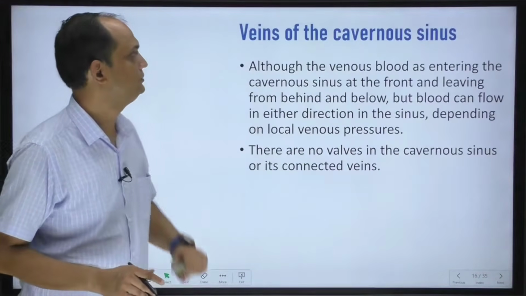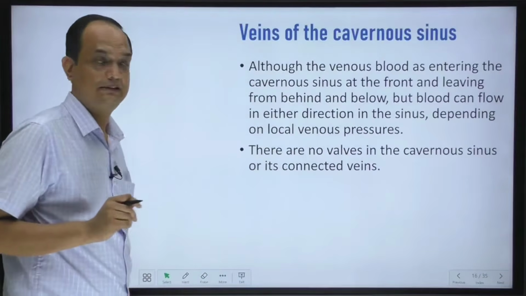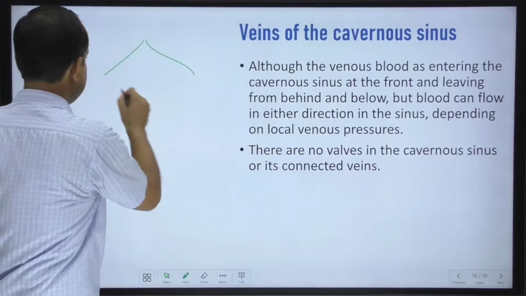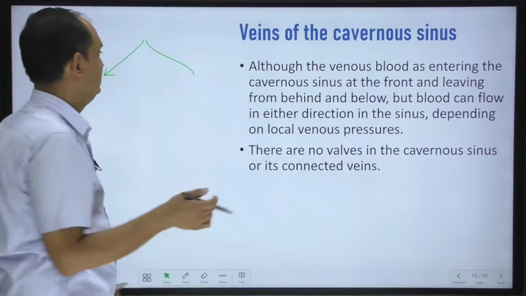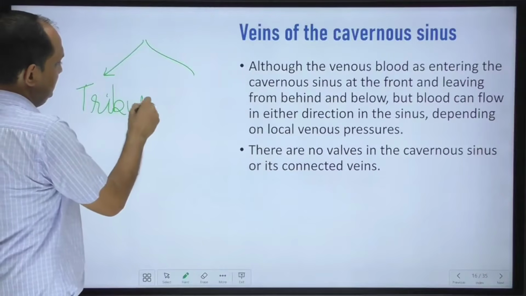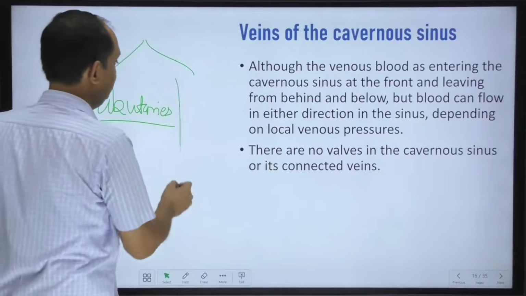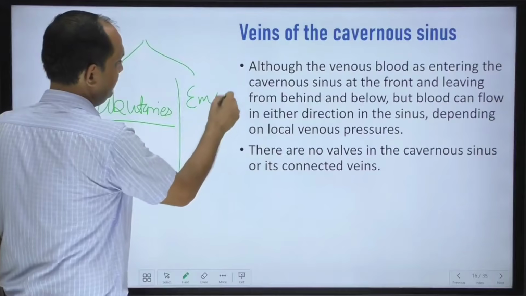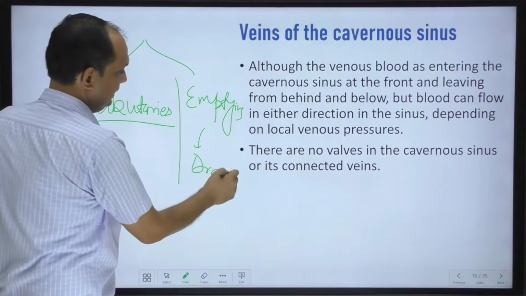Then we will reach the veins of the cavernous sinus. Now what do we mean by the veins of the cavernous sinus? That means there are two types of veins. One is the veins that take blood into the cavernous sinus. The veins which are bringing blood are known as tributaries. And the second set of veins are those taking blood away from the cavernous sinus. That means they are responsible for emptying the sinus, and they are known as draining channels.